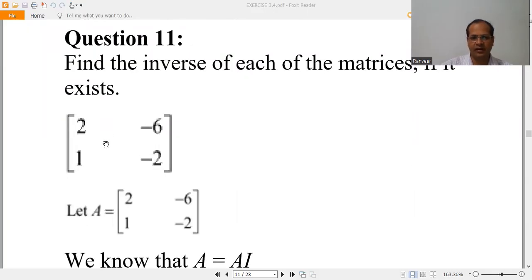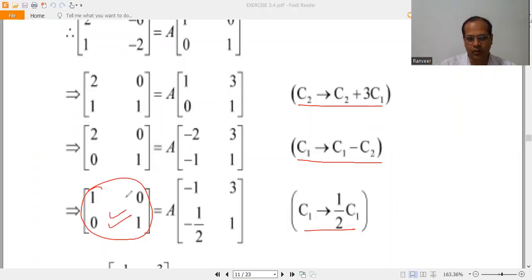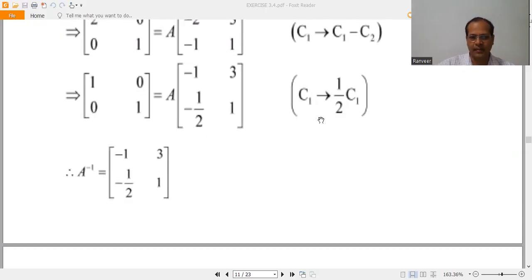Question number 11, 2 minus 6, 1 minus 2. After doing the operation, this is the operation: C2 tending to C2 plus 3C1, C1 tending to C1 minus C2. This is the basic operation we did here, and we got in the left hand side 1, 0, 0, 1, and this is nothing but the inverse of the given matrix. So this is just 1, 0, 0, 1 from the left hand side matrix. It will come automatically by just practicing this operation.